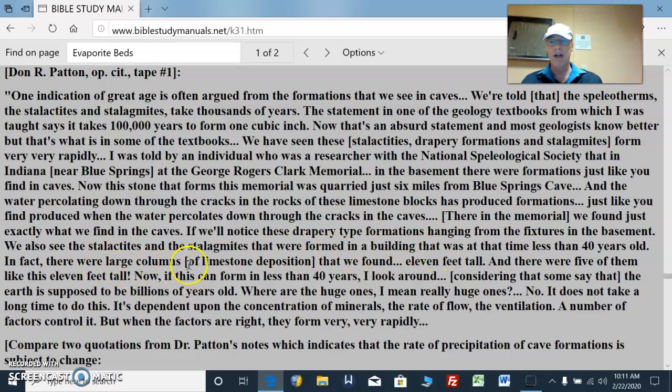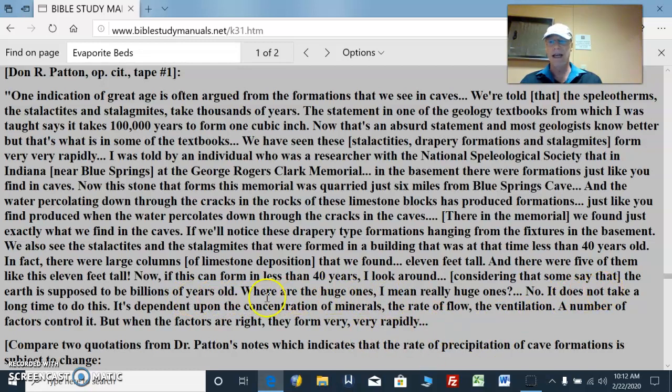In fact, there were large columns of limestone deposition that we found 11 feet tall, in a 40-year-old building. And there were 5 of them, like this, 11 feet tall. Now, if this can form in less than 40 years, I look around, considering that someday the Earth is supposed to be billions of years old. Where are the huge ones? I mean, the really huge ones.